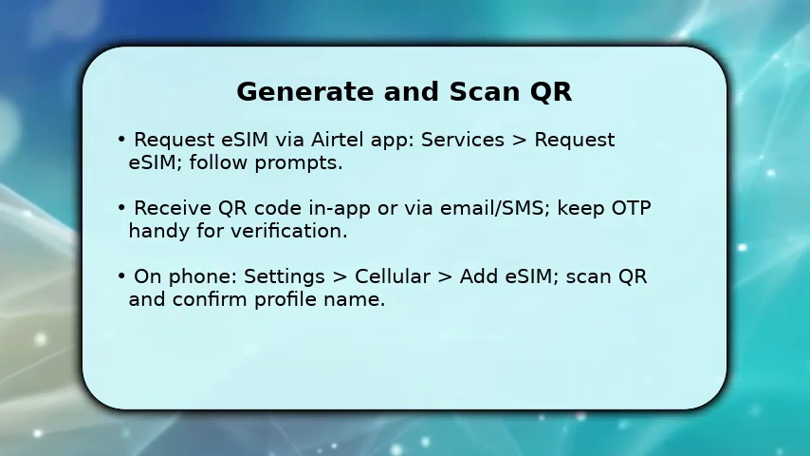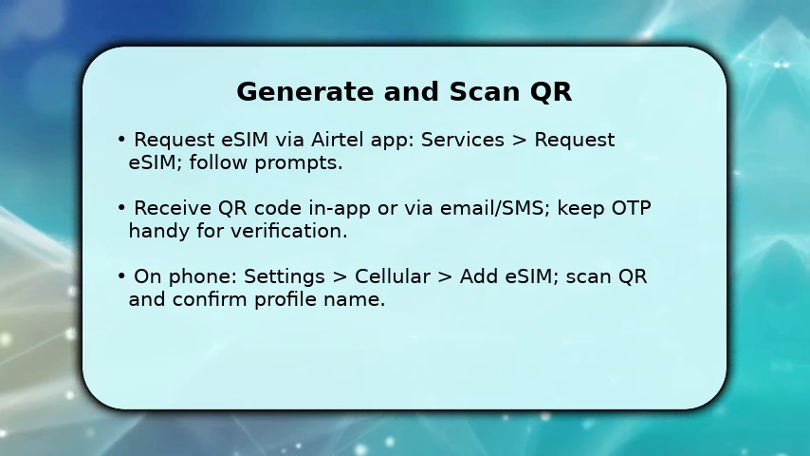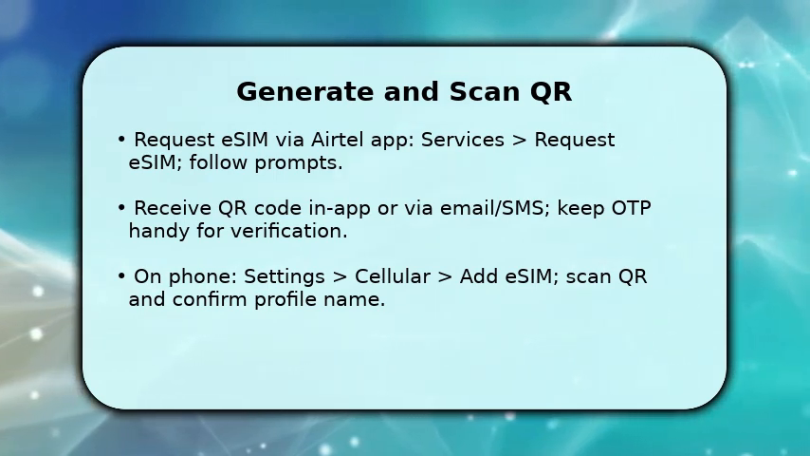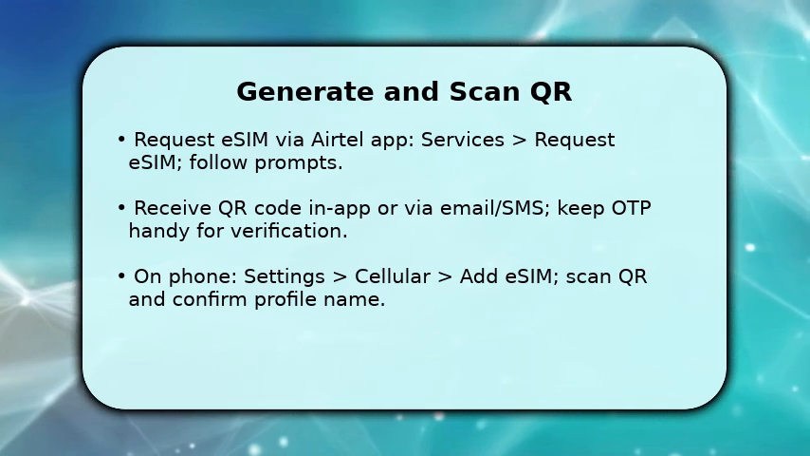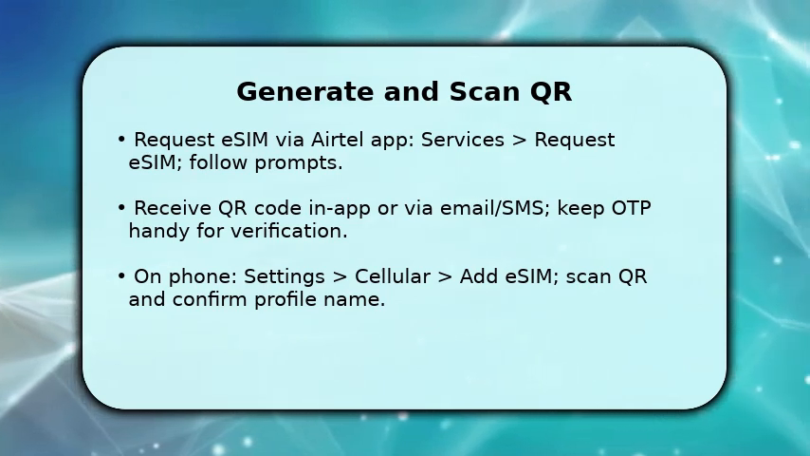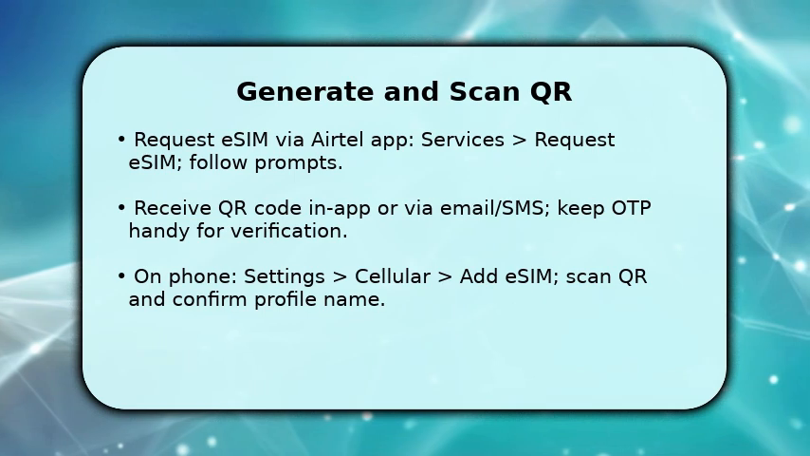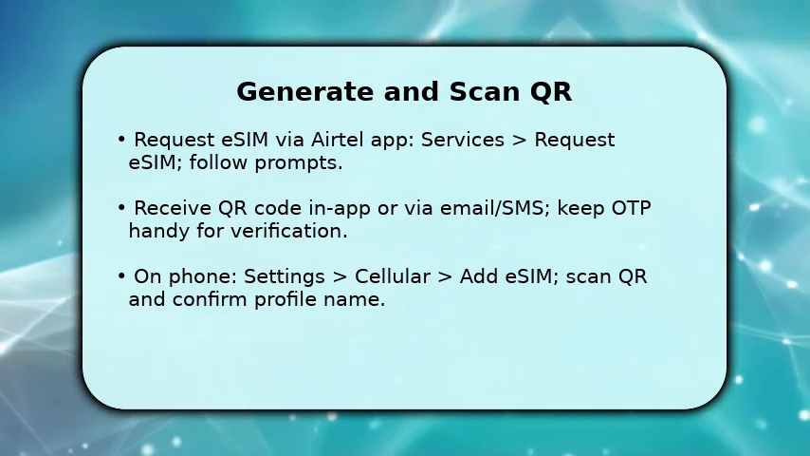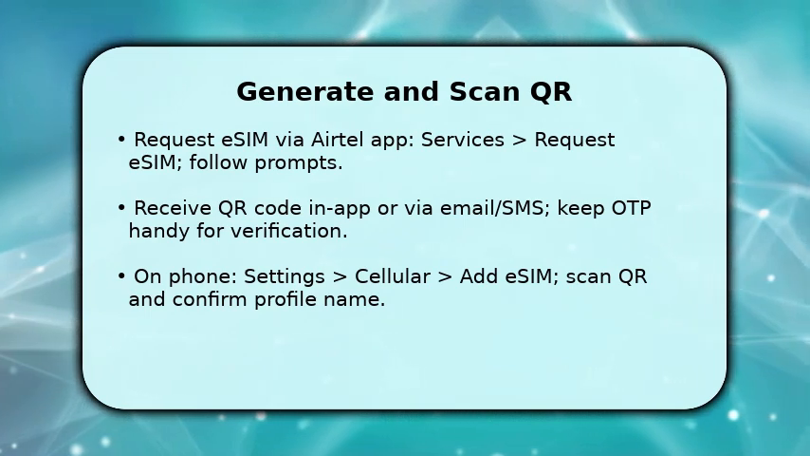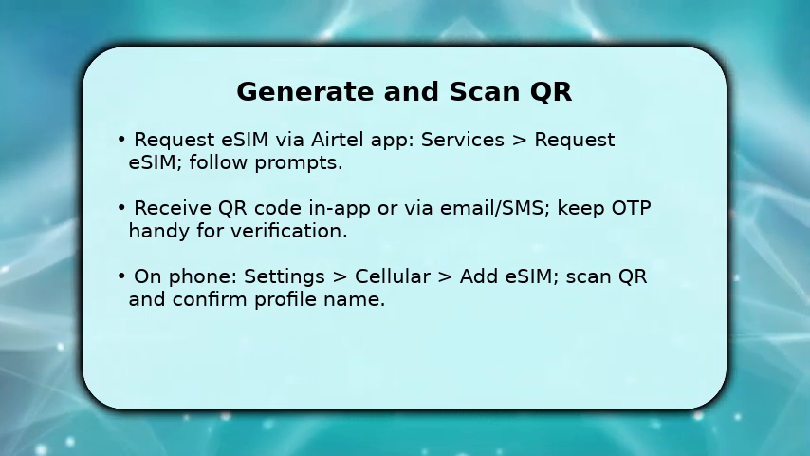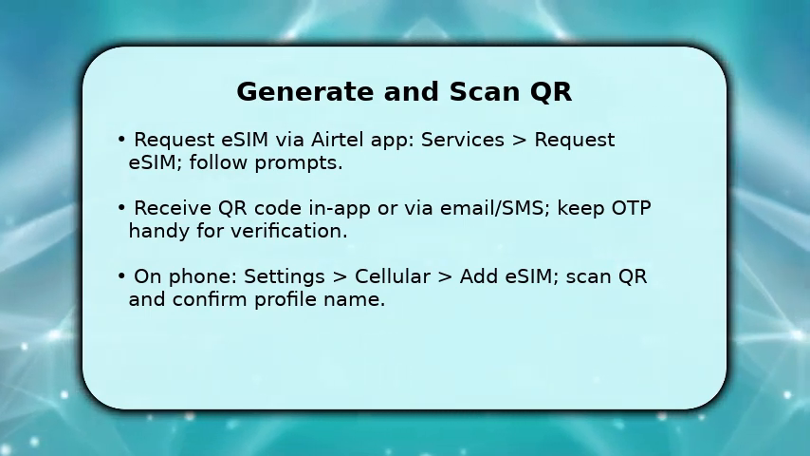This is the core step. In the app, choose Request eSIM, fill verification details, and accept terms, then Airtel sends the QR via app or SMS. Once you have it, open your phone's cellular settings, choose Add Cellular Plan, and scan the QR. After scanning, name the plan and set primary or secondary as needed. Make sure to accept carrier permissions, otherwise activation won't proceed.